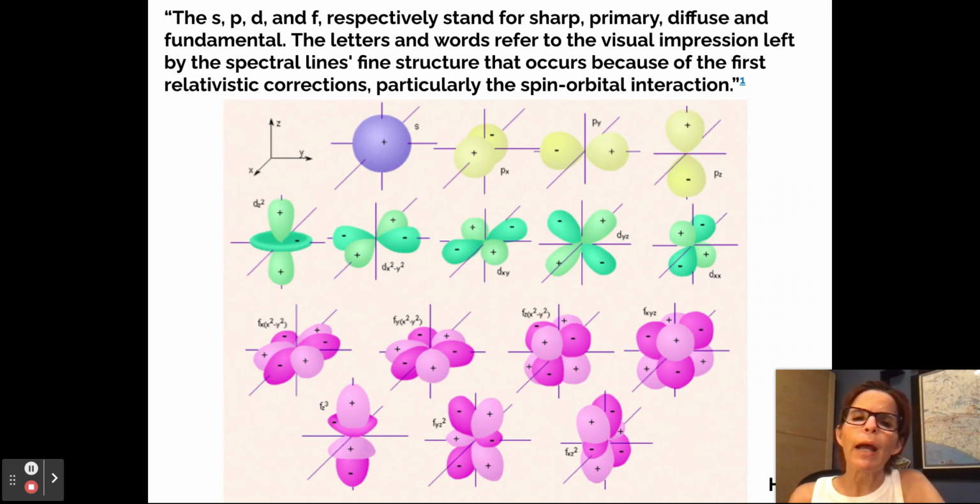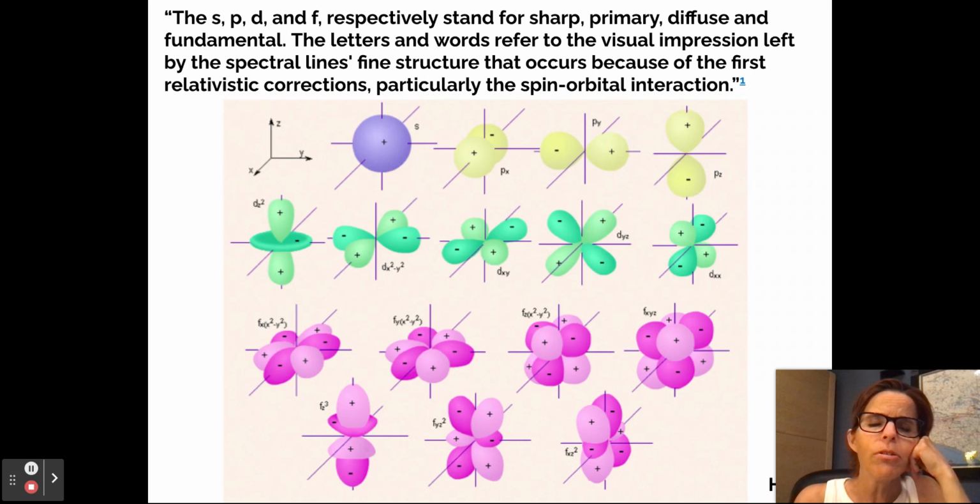So this is what I found when I researched what does SPD and F actually stand for. So it says the SPD and F respectively stand for sharp, I thought it was sphere, sharp, principal, diffuse, and fundamental. The letters and words refer to the visual impression left by the spectral line's fine structure that occurs because of the first relativistic corrections, particularly the spin orbital interaction.